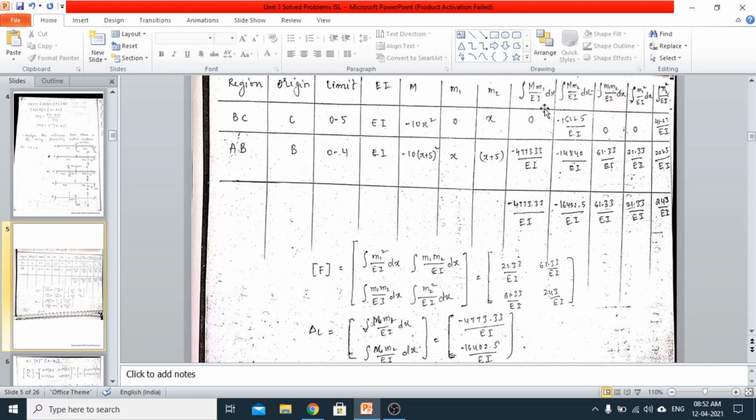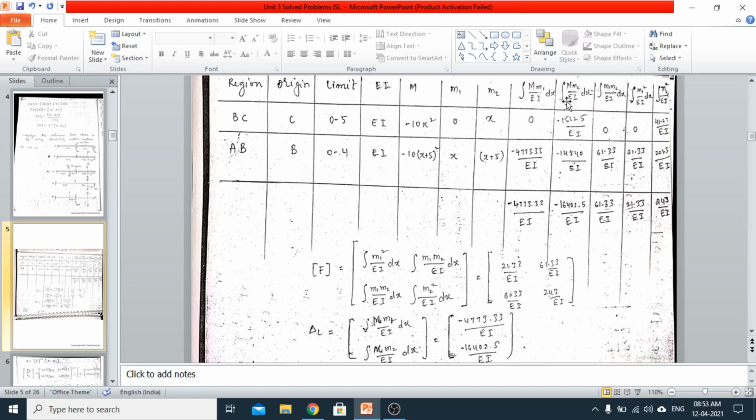You can see here we have integral M1 squared by EI into dx. Now what is M1? Integral of M1, 10 minus 10x squared into 0, is 0. Similarly, in the next step, in the calculator itself, we have to give the limits, 0 to 4, into dx, and you will get the value directly, that is 4773.33 by EI. Why EI? Because in the formula itself we have EI.